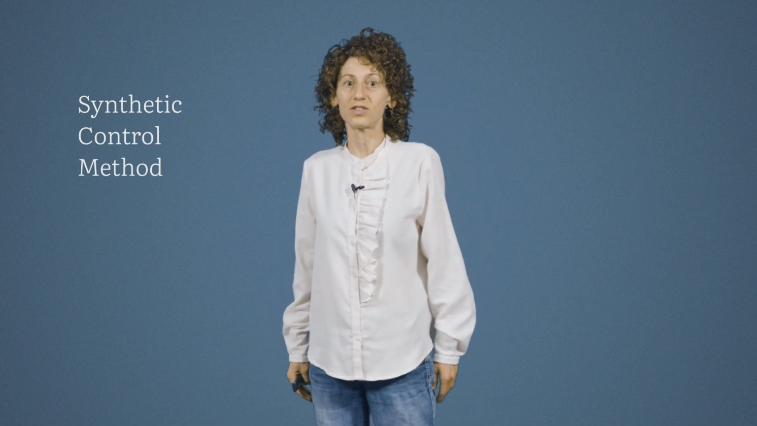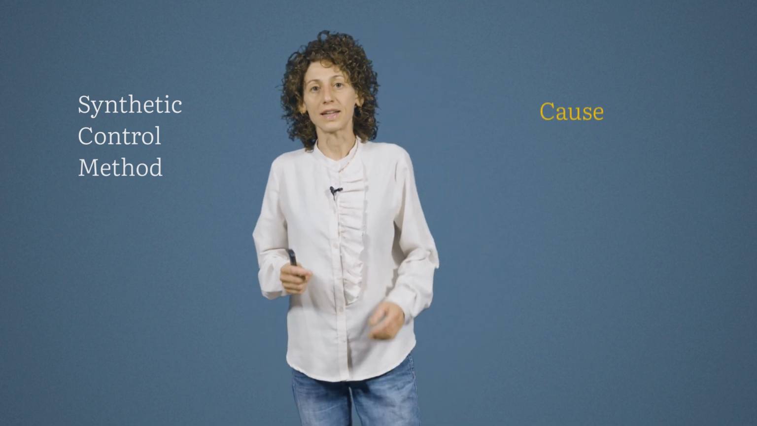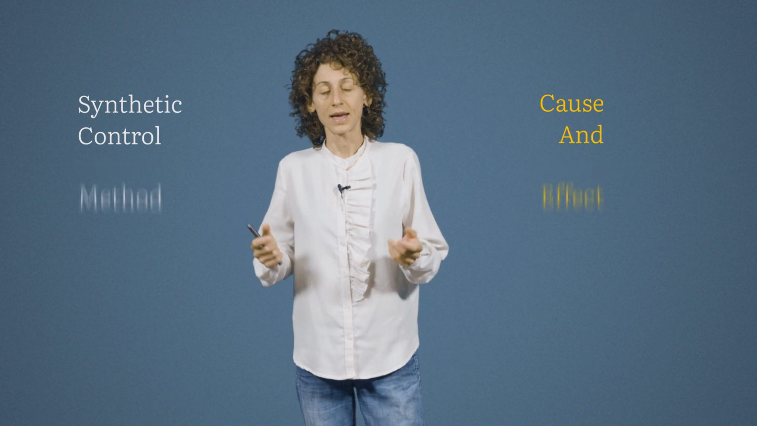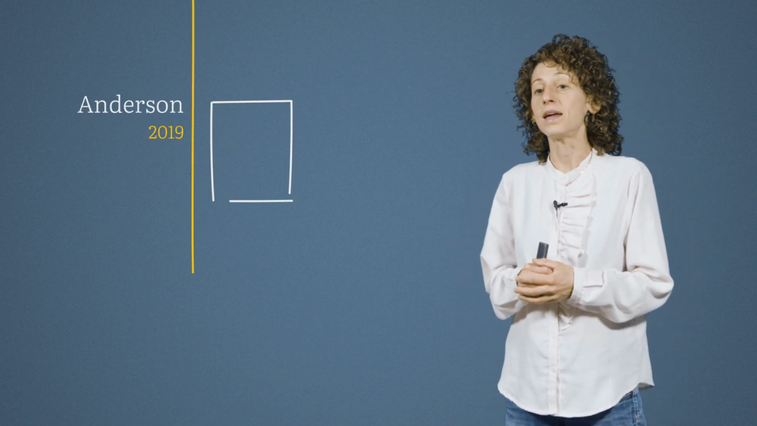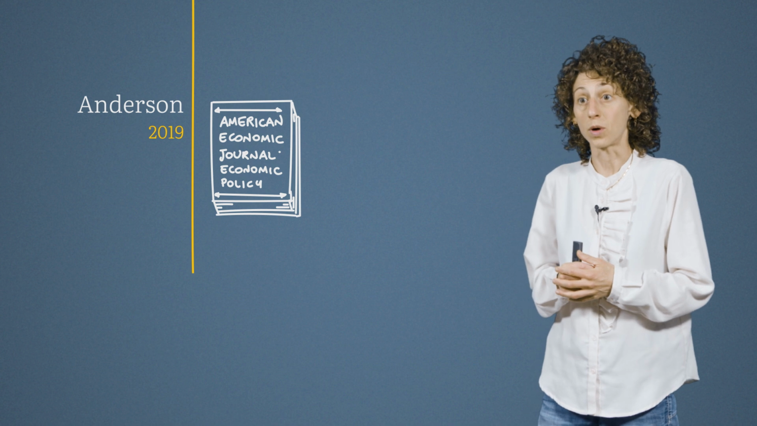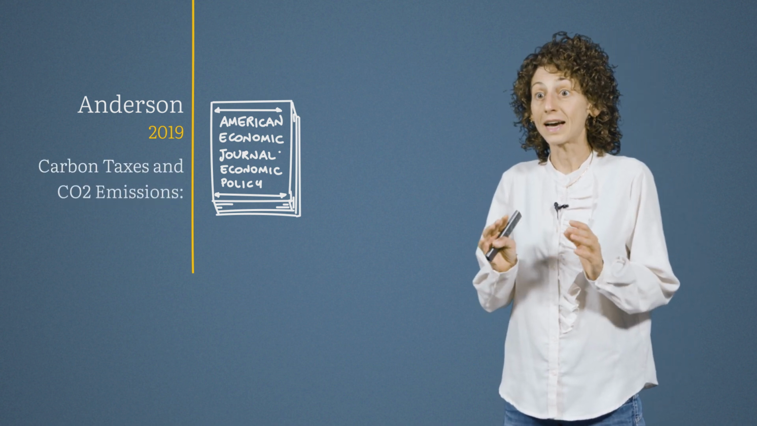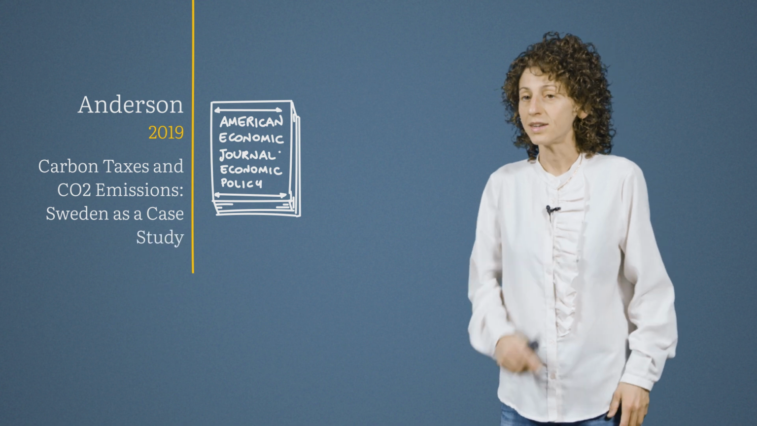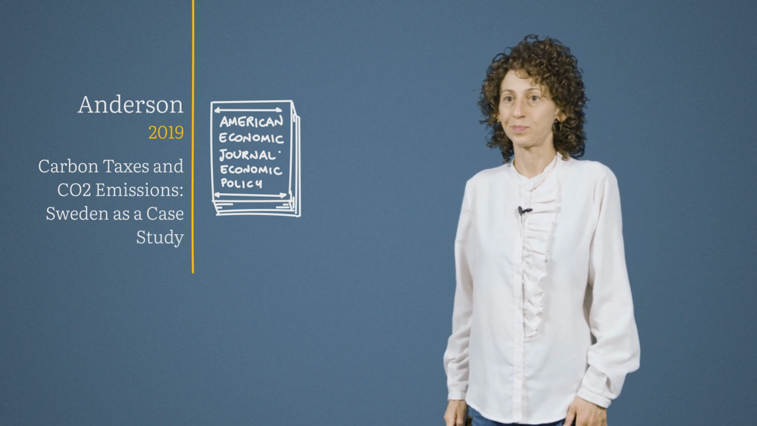Hi everyone! Today's agenda, synthetic control methods. One of the most important methods in economics for understanding cause and effect. Now, we're going through this method using an example from a paper by Anderson 2019, published in the American Economic Journal: Economic Policy, which analyzed the introduction of a carbon tax in Sweden in 1990.